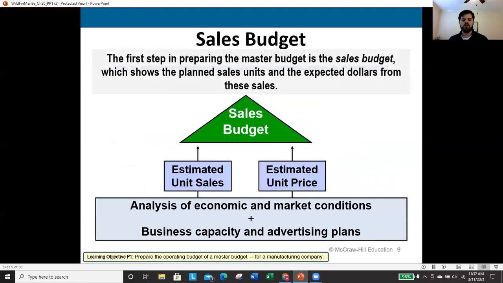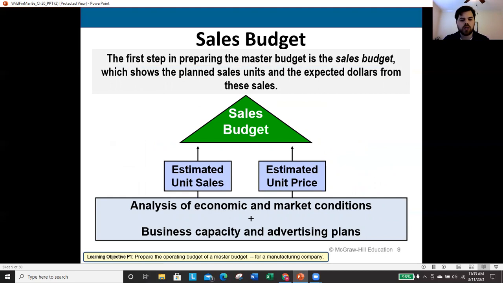In this case, the very first budget I need to prepare is my sales budget. Thankfully, it is a pretty easy budget for me to prepare. The way this works is we need to figure out how many units I expect to sell, and then how much I expect to sell each unit for. If I can do that, then I can come up with a pretty good sales budget. So it's my estimated unit sales times my estimated unit price.